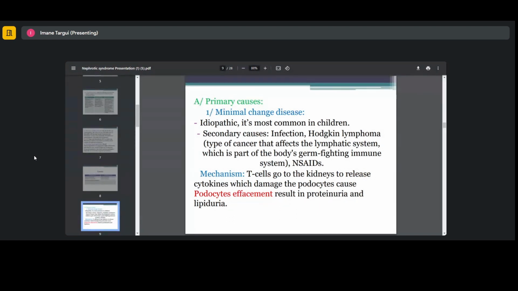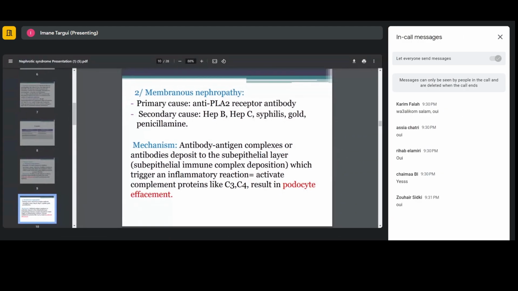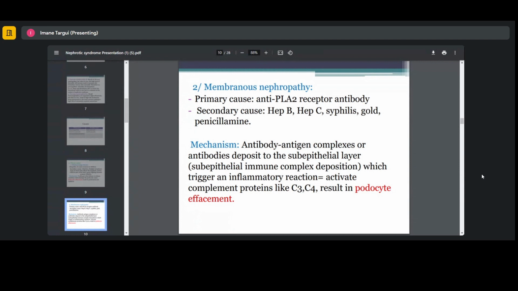This causes podocyte effacement, resulting in proteinuria and lipiduria. Membranous nephropathy: we have a primary cause, anti-phospholipase A2 receptor antibody, and we have secondary causes: hepatitis B, hepatitis C, syphilis, gold, and penicillamine. Mechanism: antibody-antigen complexes or antibody deposits in the subepithelial layer trigger an inflammatory reaction, activate complement proteins like C3 and C4, and result in podocyte effacement.